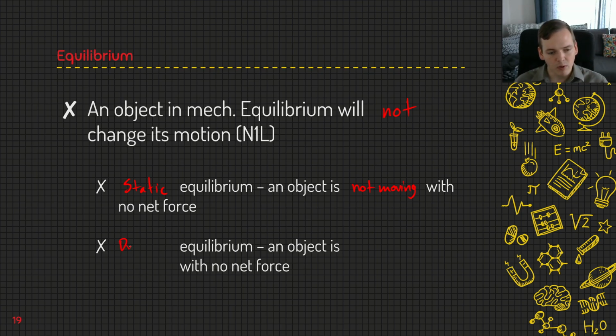You've also got what we call dynamic equilibrium, and this is when an object is moving at a constant velocity with no net force. So if an object is moving and the net force is 0, it's not going to change how it's moving. It's not going to speed up, it's not going to slow down, it's not going to change direction. It'll keep moving how it's moving, and that situation we call dynamic equilibrium.